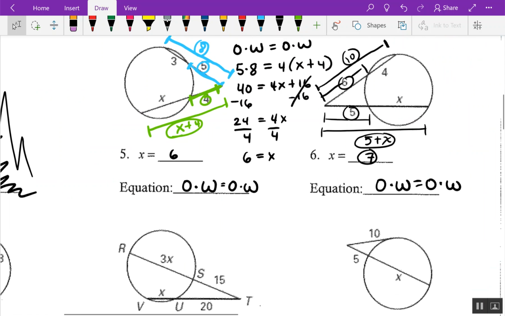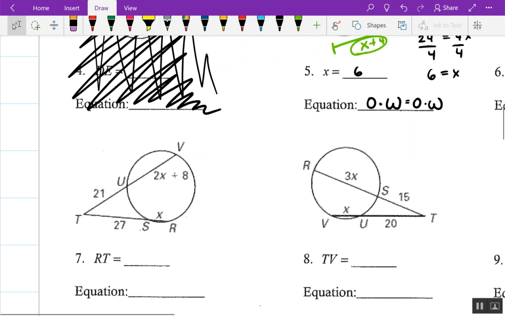All right, let's set up the next one. Number 7. Once again, here we go. You ready? All right, top secant. What is the outside piece? Outside piece is 21. Now for the whole piece, you're going to start at the same place, and you're going to go all the way to V. You see how that takes place? You have to add those two pieces.